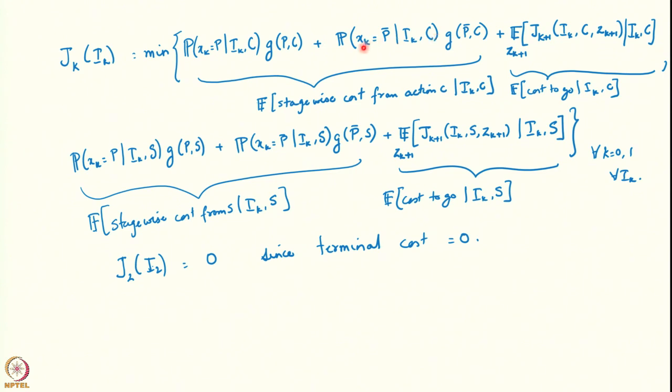The other thing to note here is that the probability that the machine is in a bad state does not actually depend on the action itself, on the fact that you have in fact chosen the action C. The only thing that matters here is whether the machine is in a good state or bad state, regardless of the action that you choose to do on top of it in that particular state. So this is independent of C. So this probability therefore is just the probability that xk is equal to p bar given Ik.